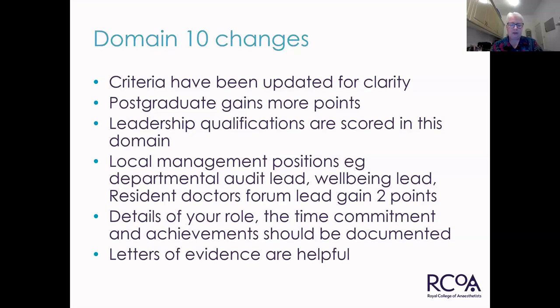It's very important that the assessor can see exactly where your evidence fits in, particularly if it's something outside of medicine, that you just give some information about exactly what your role has been, how long you've been doing it, and a letter from the people that you've been working with is particularly helpful.